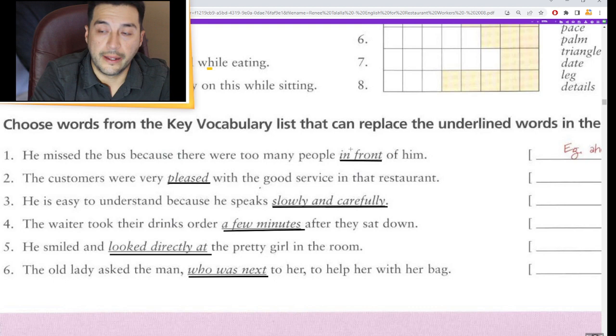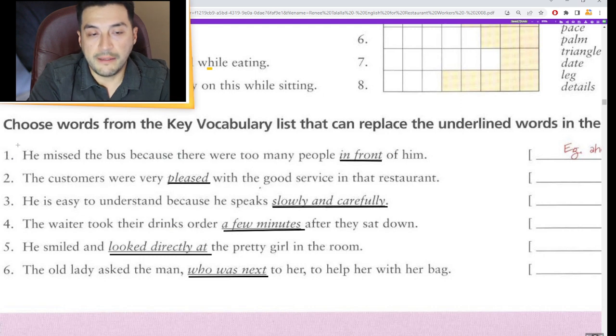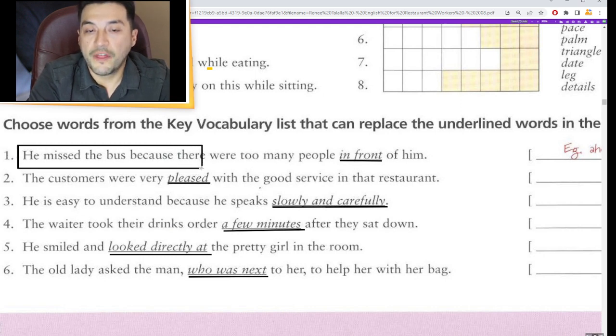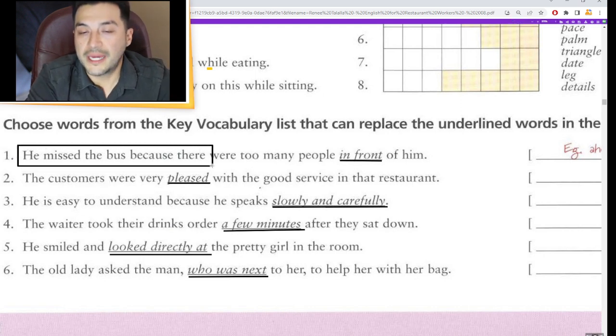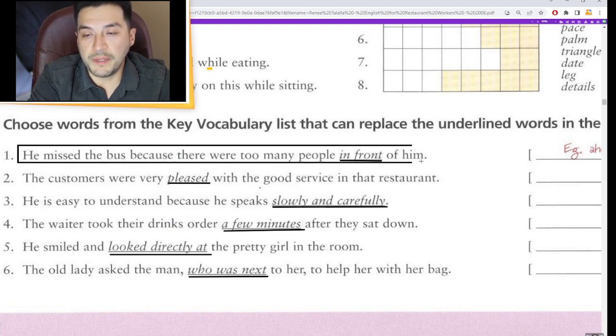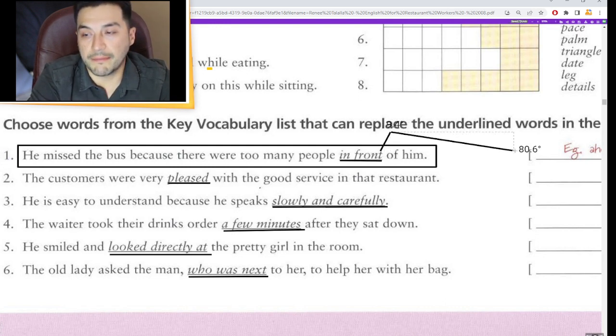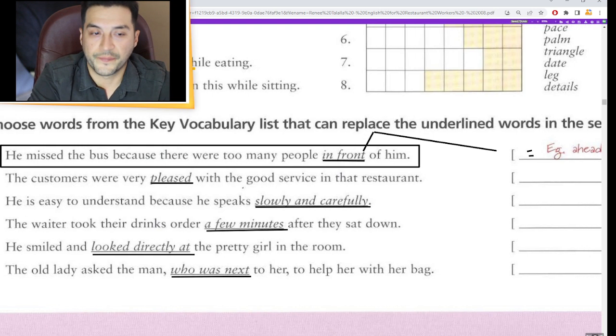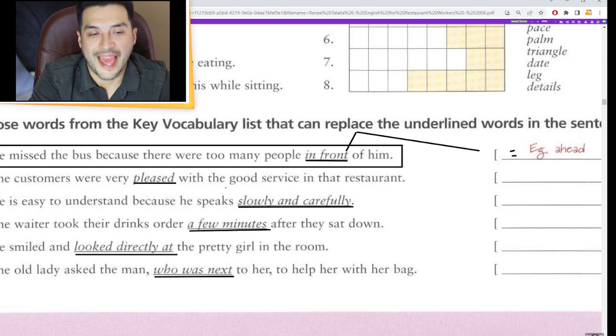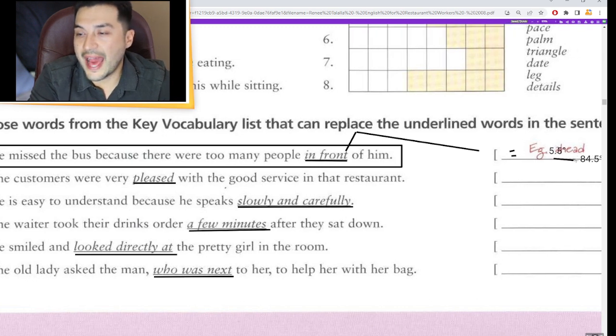All right. For example, number 1, he missed the bus because there were too many people in front of him. In front is the same as ahead. Ahead.